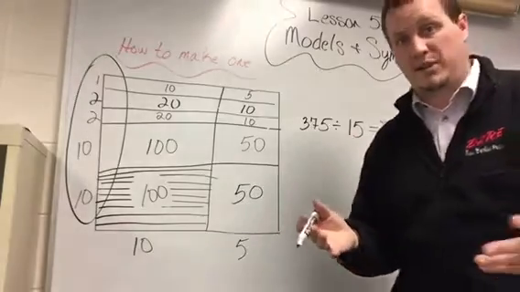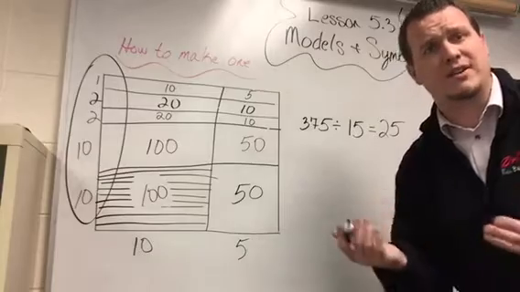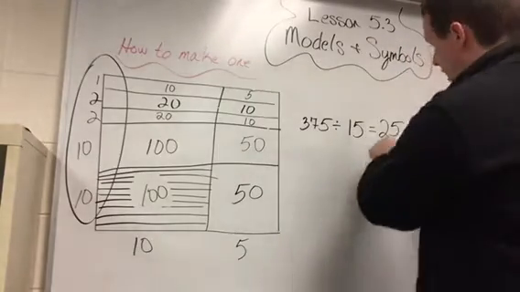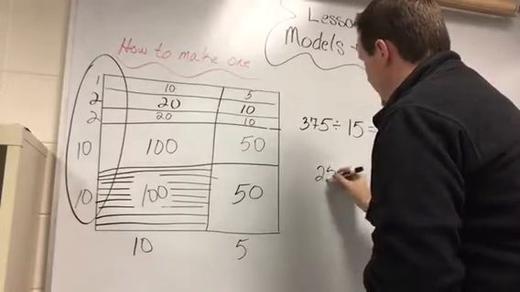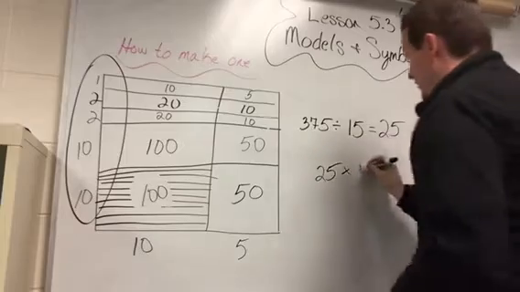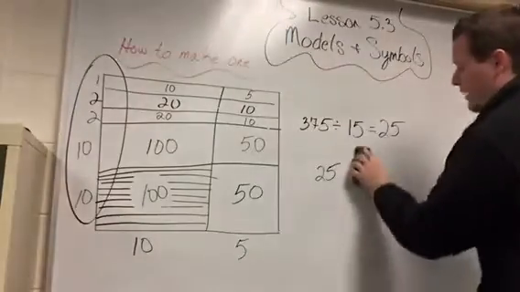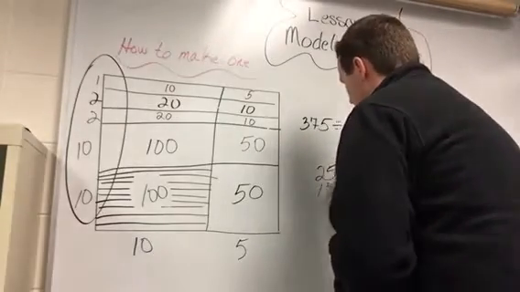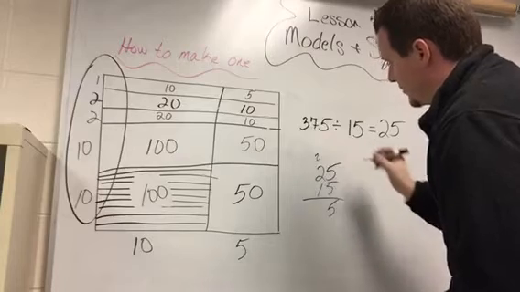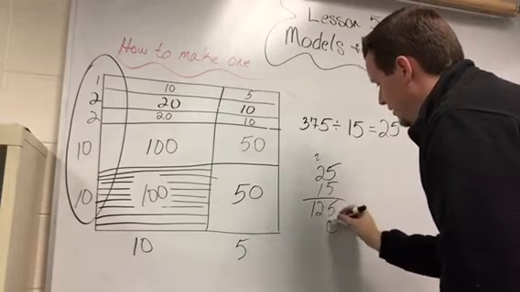And let me check my work to make sure. How do you check your work with division? Pause the video, see if you can figure it out on your own. You're right. We take our quotient of 25 and we multiply it by our divisor, which is 15. But we don't do division or multiplication like that. We write it up and down. 5 times 5 is 25. Regroup the 2. 5 times 2 is 10, plus 2 is 12.